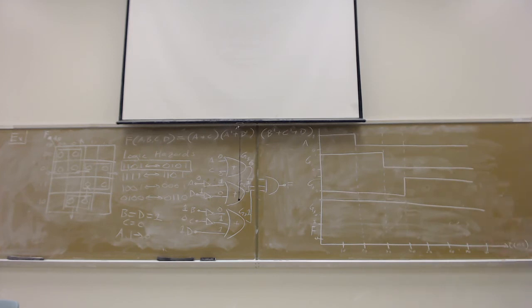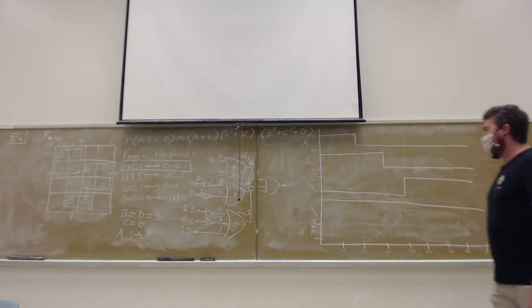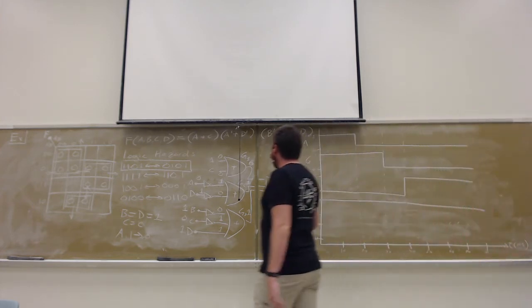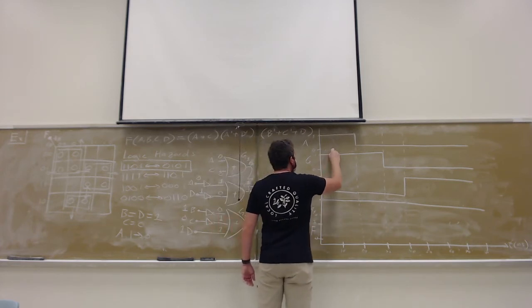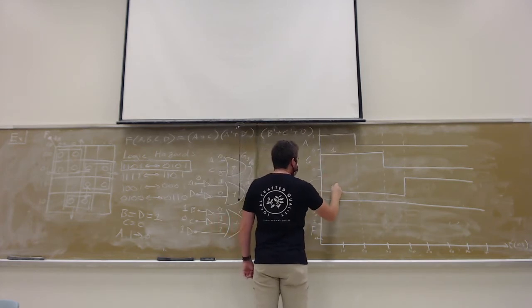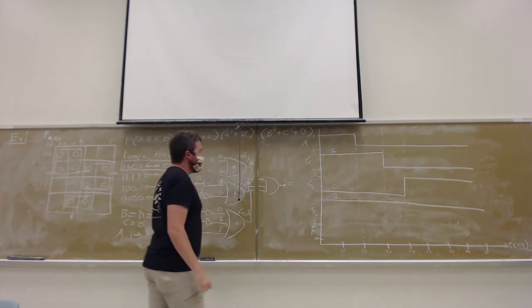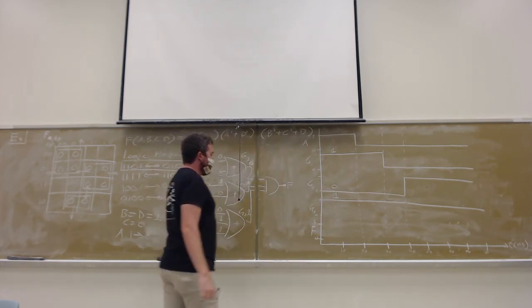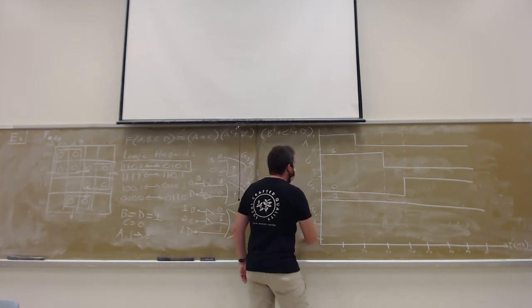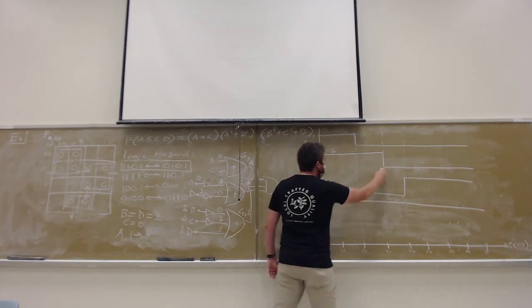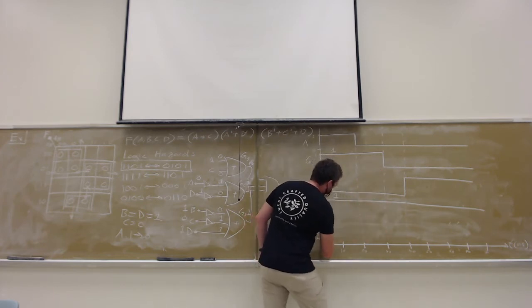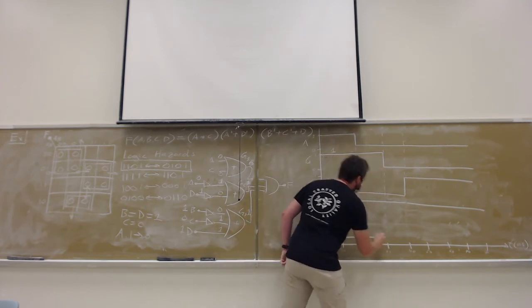All right, so let's take a look at F. So F coming out of the gate, G1 is 1, G2 is 0, and G3 is 1, which means that F was equal to what? Was equal to 0, right? That's going to stay here until the 30 nanosecond mark.